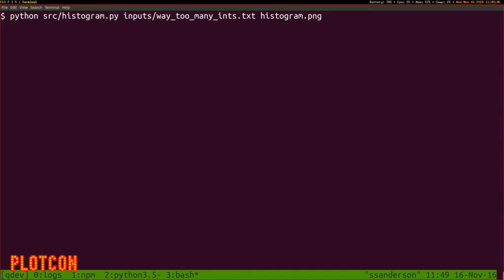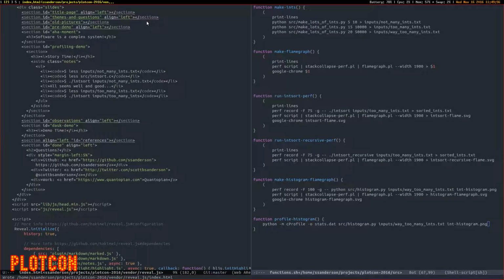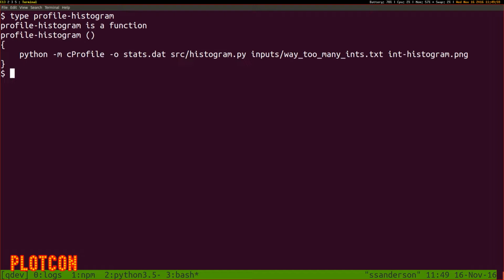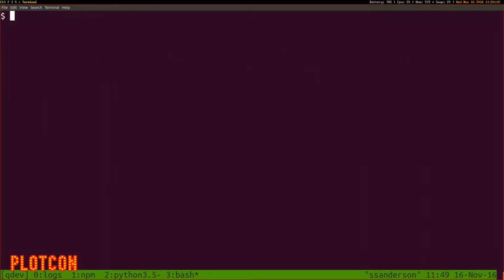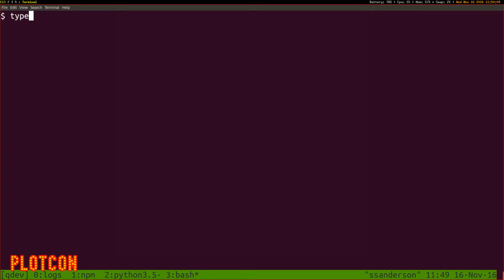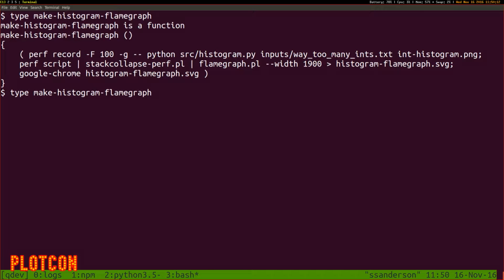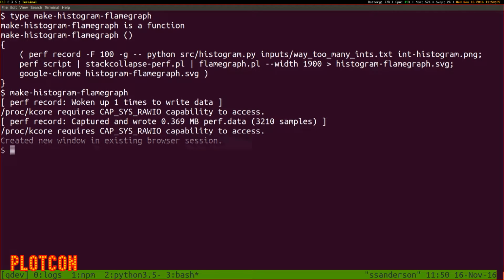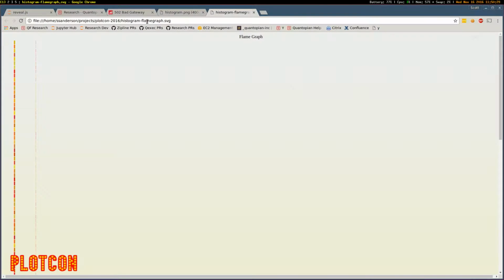And so we already learned how to use perf. So we could use perf to understand our Python program. And in the interest of saving time, I'm going to do run profile histogram. So this is just a bash function. That's not what I wanted. I want make histogram flame graph. So this is just doing the same thing as before, except it's switching in a different program. So we're going to run make histogram flame graph, and we'll let that go for a second. And then we can open up histogramflamegraph.svg.